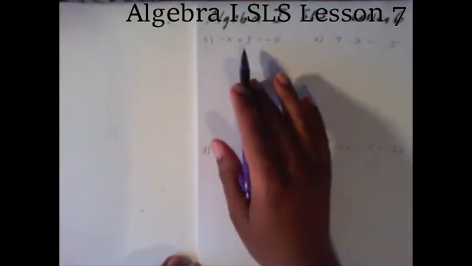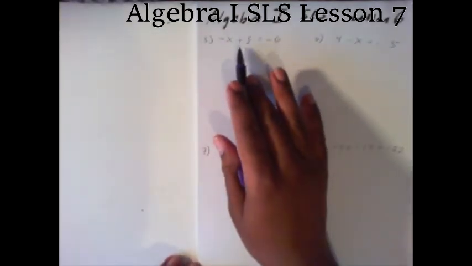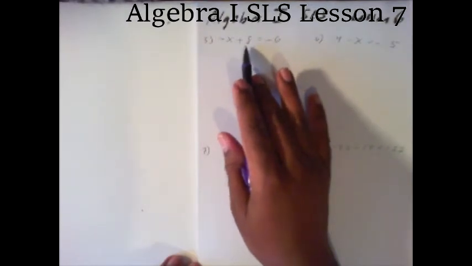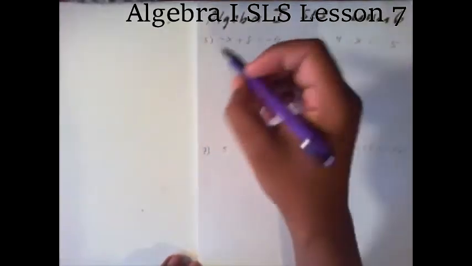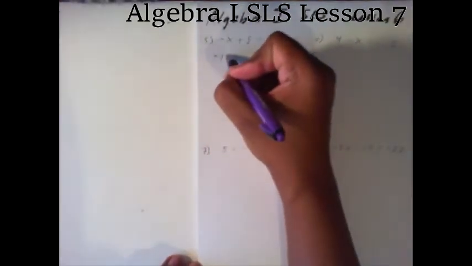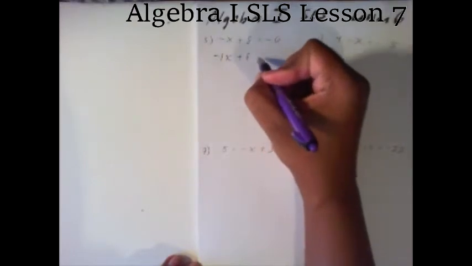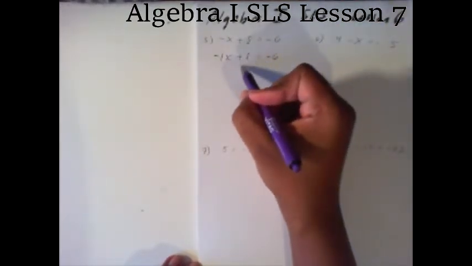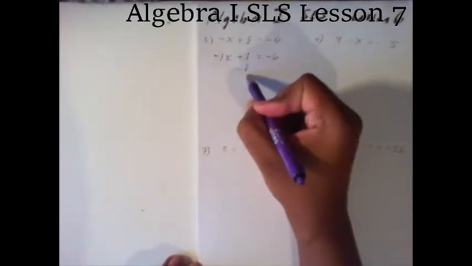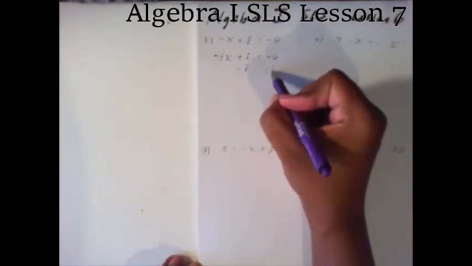Okay, number 5. Number 5, we have a positive 8, or adding 8, and we have a negative here. That negative is really a negative 1. So let me expose it as a negative 1. So negative 1x plus 8 equals negative 6. And now I'll start the process of getting rid of the adding 8 by using subtracting 8. What you do to one side, you do to the other.